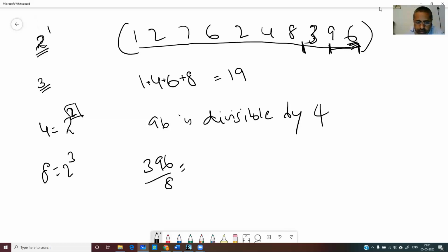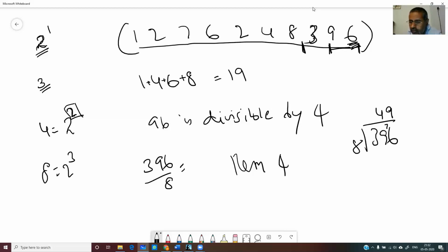Now the next question will be, what is the remainder when it is divided by 8? You don't have to go anywhere. We just divide 396 by 8. What is the remainder? The remainder is actually 4. 8 9s are 72, and 8 4s are 32, so you get 392. The remainder is 4.